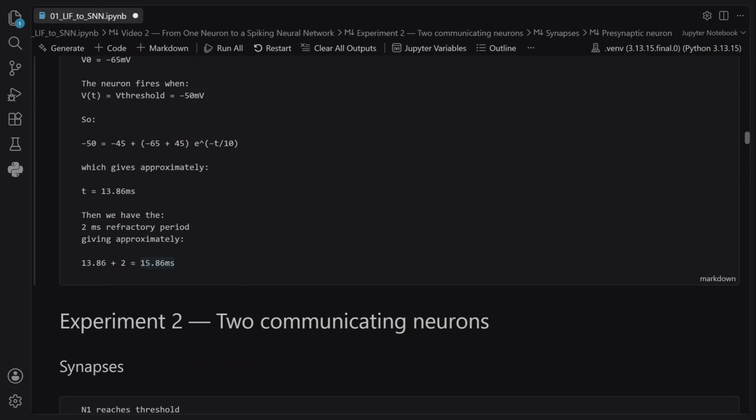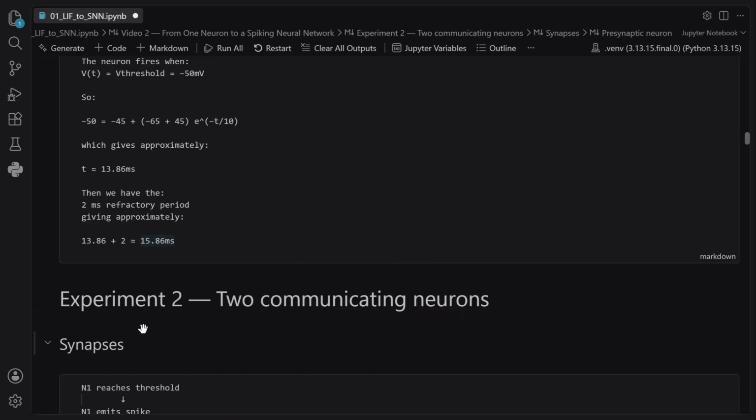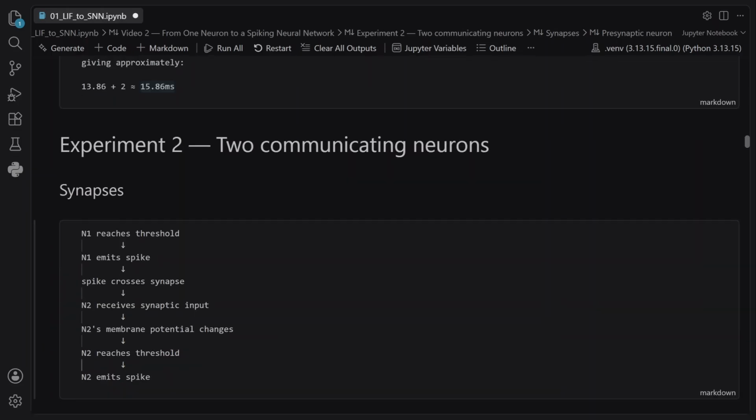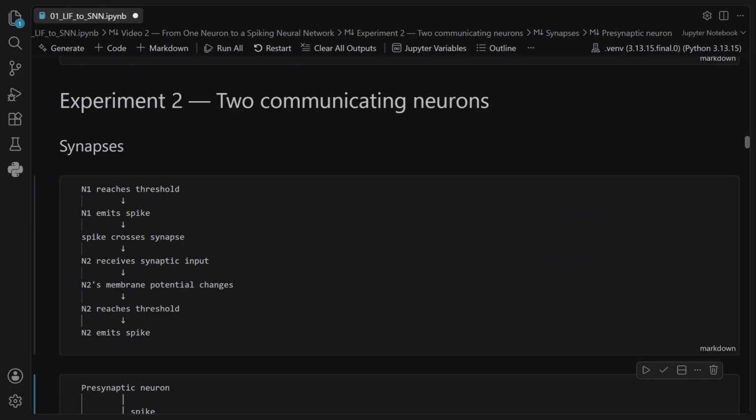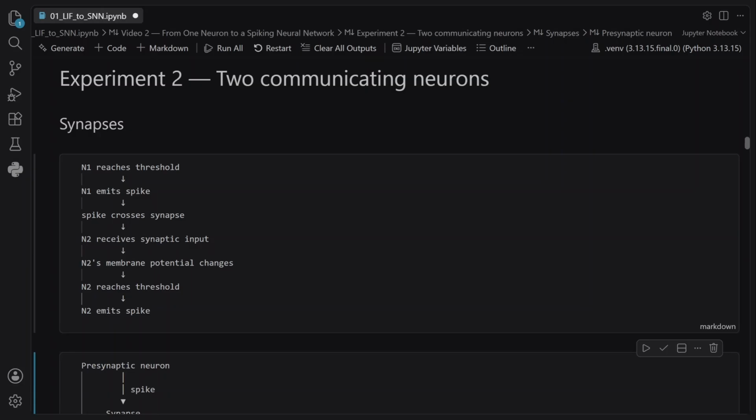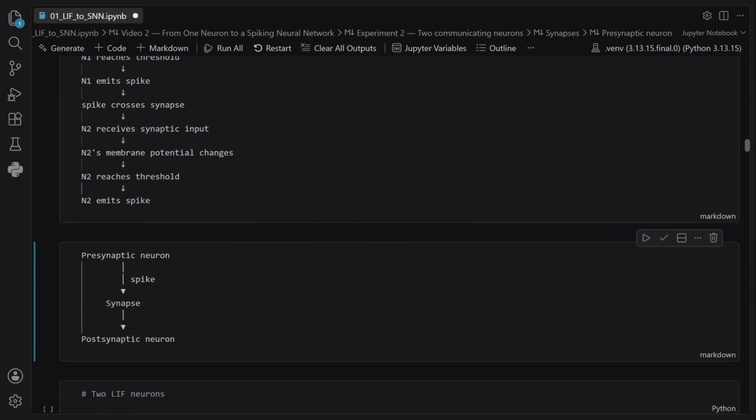Let's start our next part: how to get two neurons to communicate. For this, we use something called synapses. Basically, it works like this. You have our first neuron. It reaches the threshold and emits a spike. This spike crosses the synapse, the connection to another neuron. N2, the second neuron, receives the synaptic input because of this synapse. Its membrane potential changes, and eventually our second neuron spikes. So basically, we have a presynaptic neuron and a postsynaptic neuron. The spikes travel through synapses.